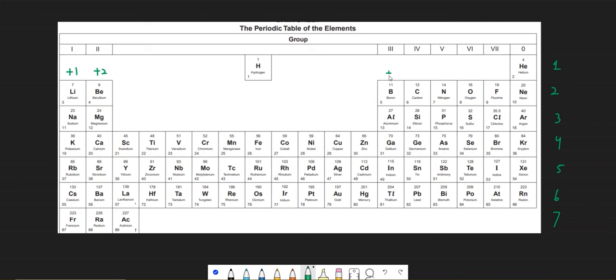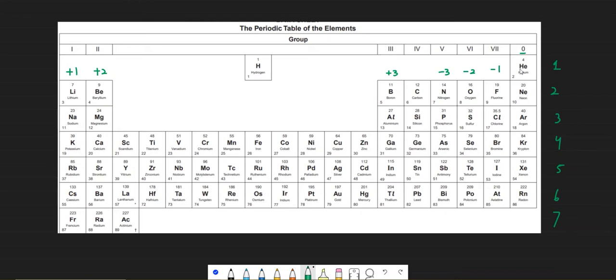Group 5 elements have 5 electrons in their outermost shell, so they are going to accept 3 electrons, and there will be a minus 3 charge. Group 6 will have minus 2, group 7 will have minus 1, and this is the 0th group or 8th group called noble gases, they don't have any charge at all.